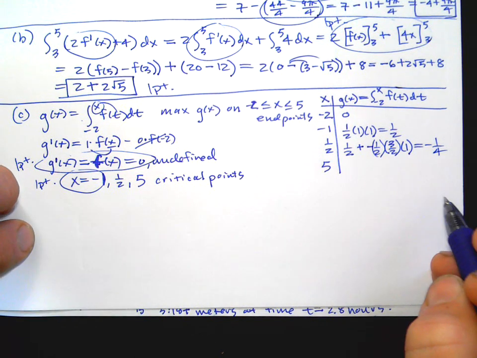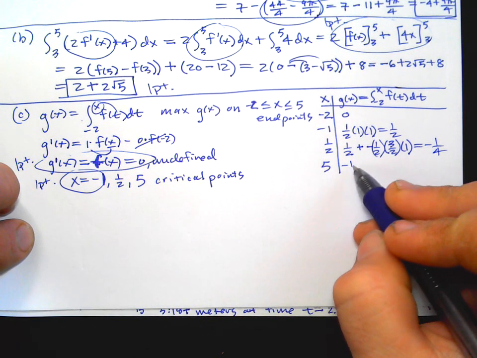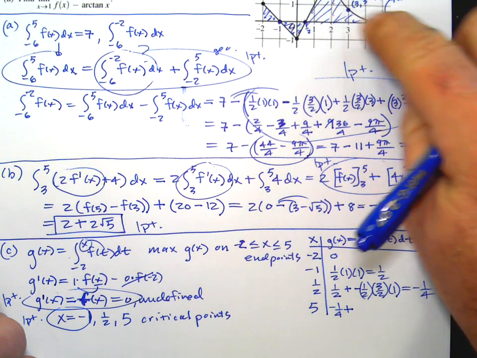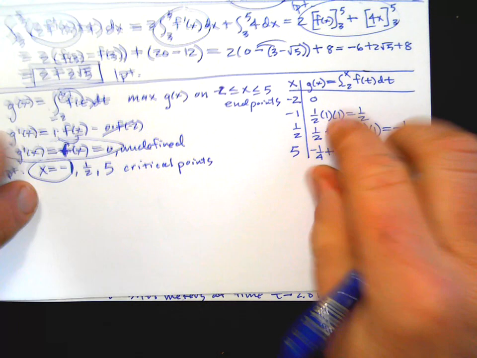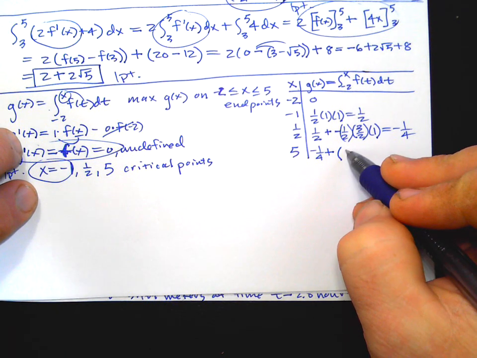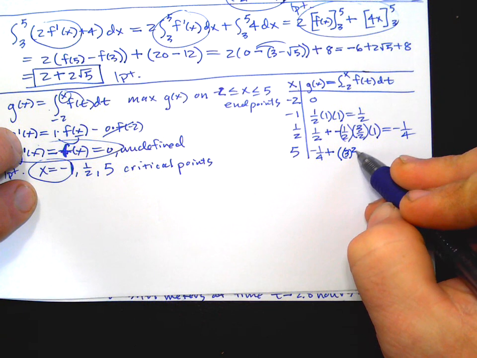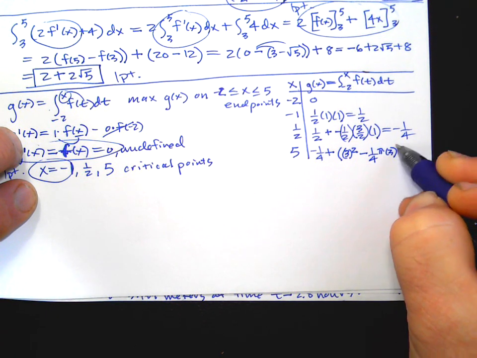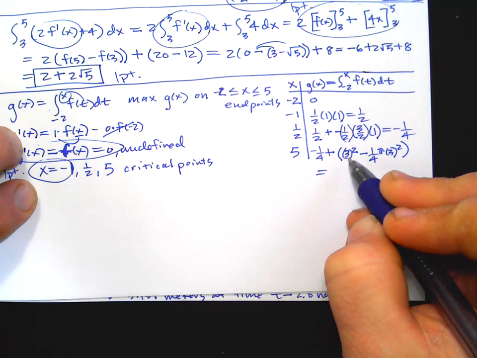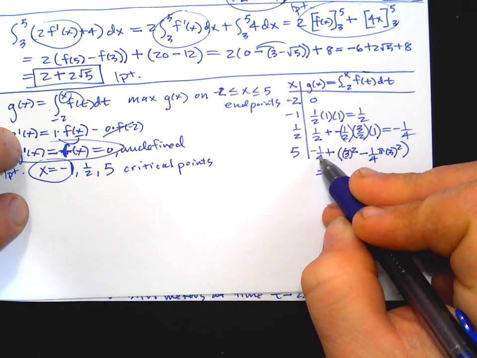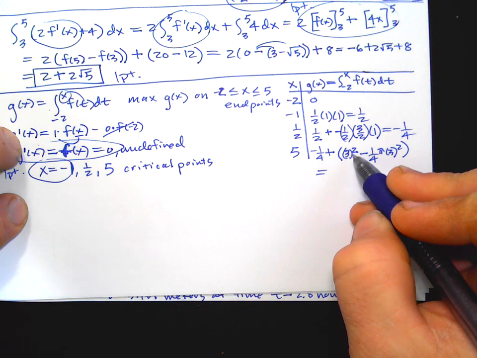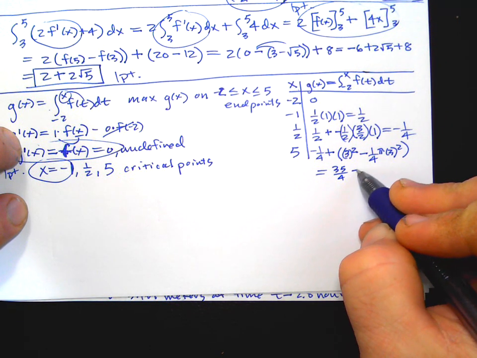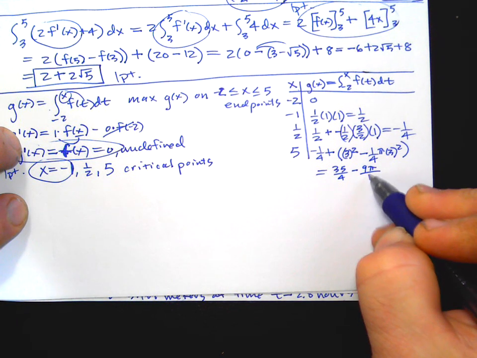And then 5 is going to be that value plus this area right here that we calculated before, which was a square with sides 3 minus a quarter of a circle with a radius of 3. So that's going to be 9 minus 9 pi over 4. So 35 fourths minus 9 pi over 4.